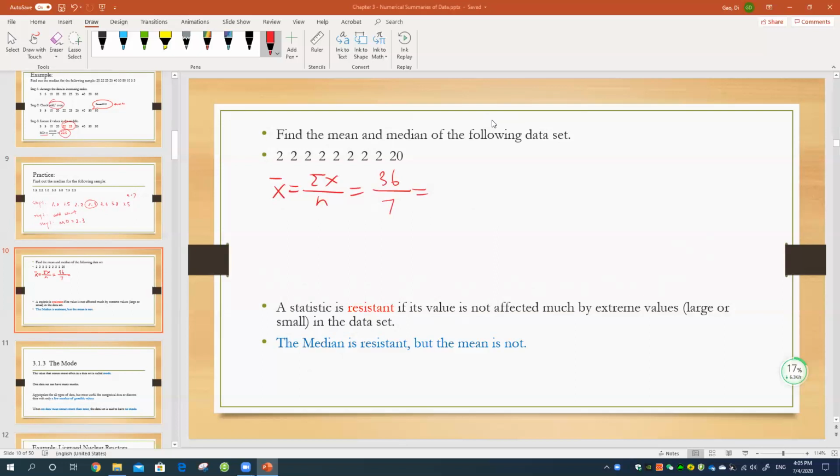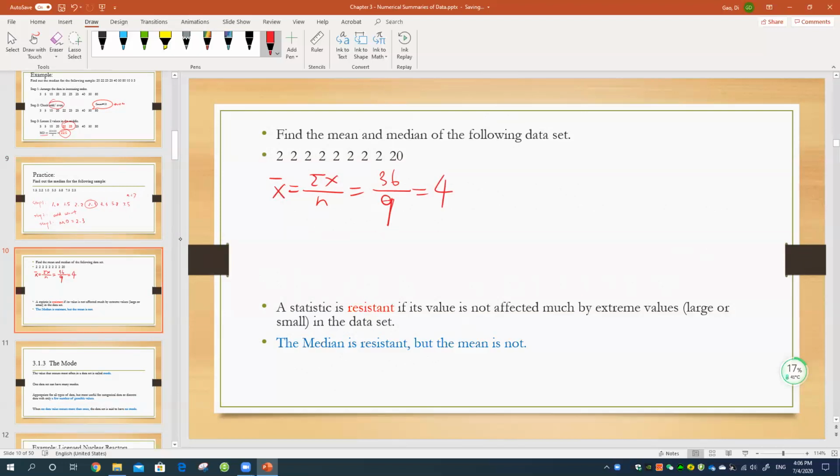So we're going to use a calculator. Divided by 9, because we have 9 values: 1, 2, 3, 4, 5, 6, 7, 8, 9. 36 divided by 9, which is 4. So the mean is 4.